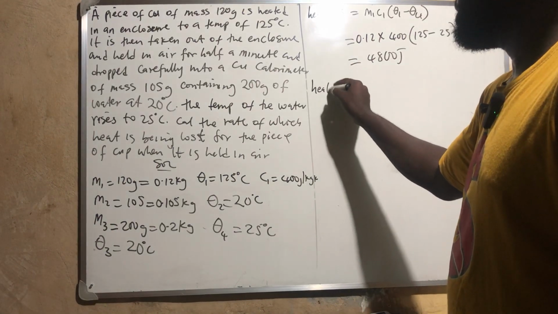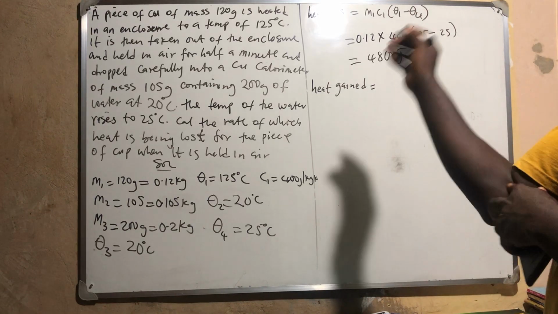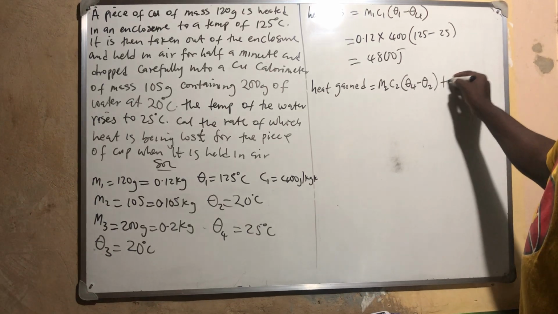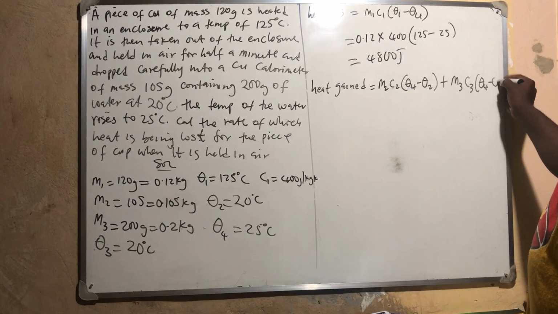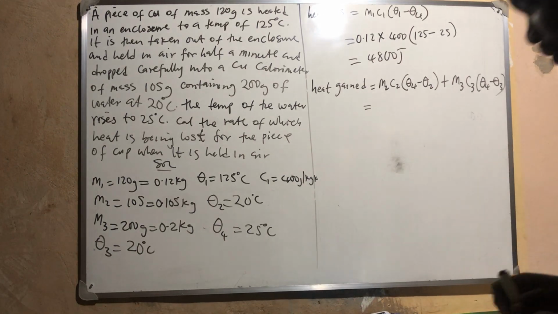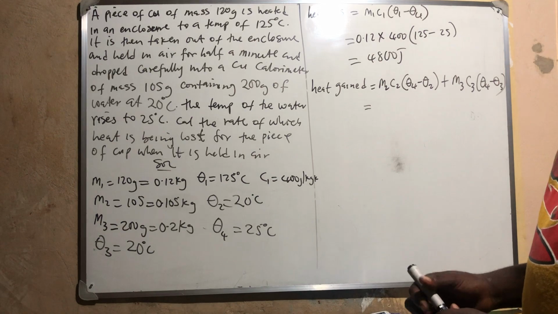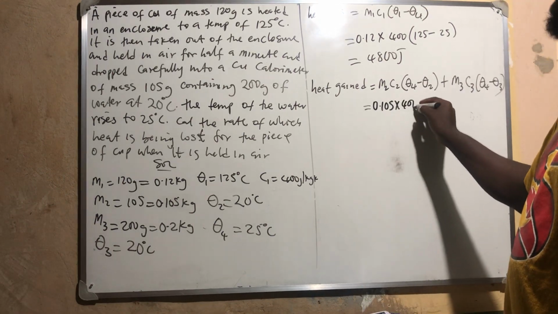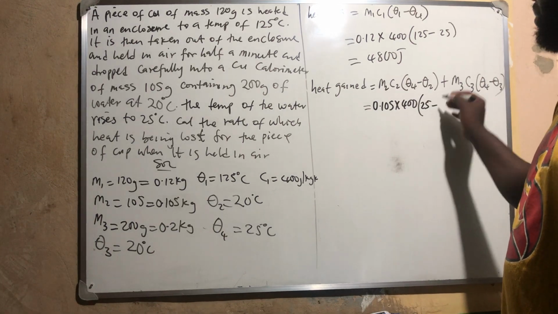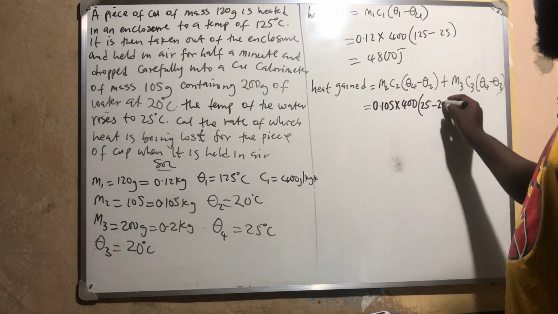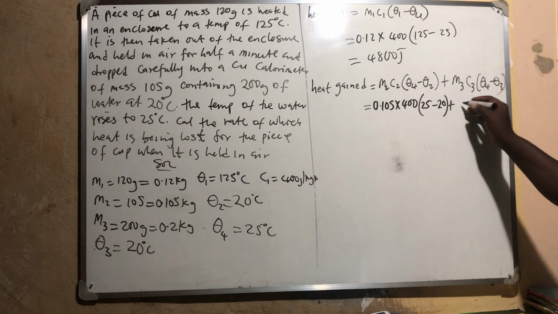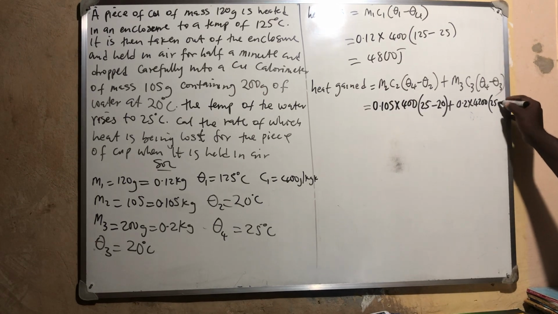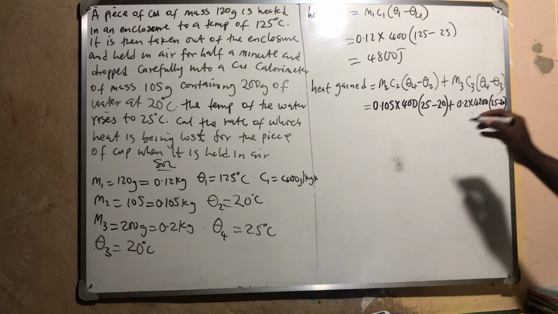Then let's talk about heat gained. Heat gained, both of them, is supposed to be M2 C2 into theta 4 minus theta 2 plus M3 C3 into theta 4 minus theta 3. So what do I have? My M2, the mass of the calorimeter, is 0.105 times 400, because the calorimeter is made of copper, in bracket of 25 minus theta 2. Where is my theta 2? 20. Plus my MO3, the mass of the water, that is 0.2 times the specific heat capacity of water, 4200, in bracket of 25 minus 20 again.